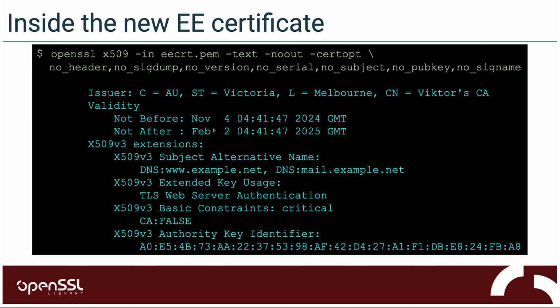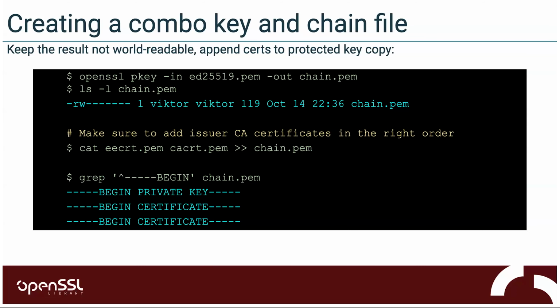The validity, however, is only 90 days. That's what we asked for. So we go from November 4th to February 2nd of next year. The extensions are the ones I've copied and the ones that I added. So what we're seeing here is it's got the two DNS names, the extended key usage for being a web server. It's not a CA. It's got an authority key identifier to help link it more precisely to the issuing CA certificate, and no subject key identifier because we asked for that to not happen. Okay, so this worked.